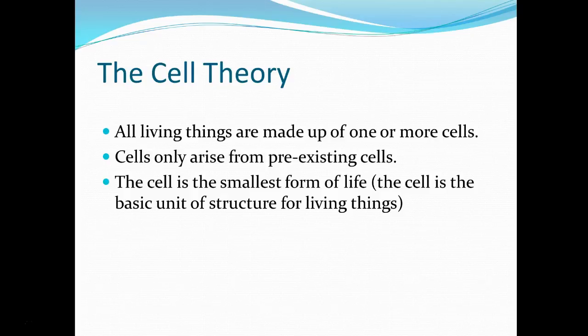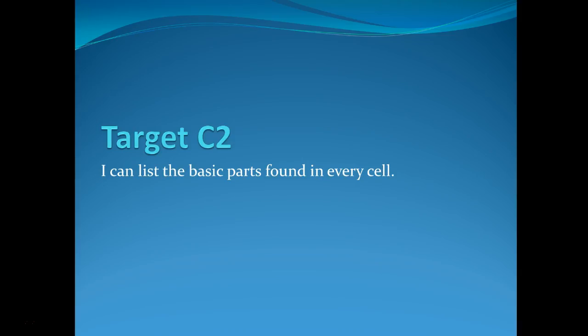So all living things are made up of one or more cells. Cells only arise from pre-existing cells, and the cell is the most basic form of life. It's the smallest structure for living things. Those 3 things are known as the cell theory, and by the time we get to the test, you should be able to write all 3 of those things down. Target 2 says that you should be able to list the basic parts found in every cell.